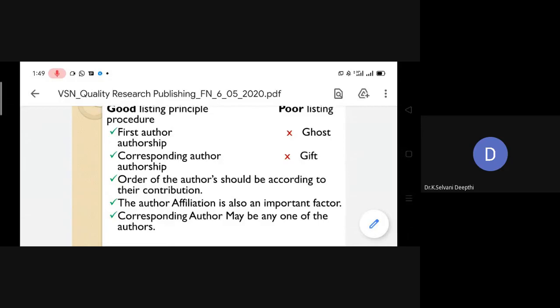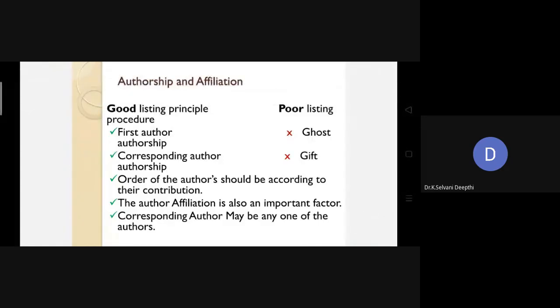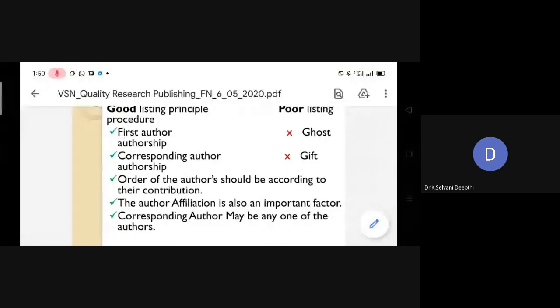So we have to follow this: Vankamamadi S. Naresh, like that. After that, we have to give the affiliations. Affiliations means Department of Computer Science and Engineering, Sri Vasavi Engineering College, Tadepalligudem. You have to give like that. If one, two, three, four persons are from the same college, we can give 1, 2, 3, 4 and give a single affiliation. That's enough.